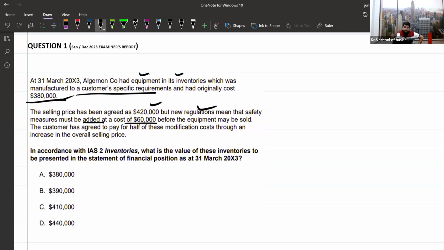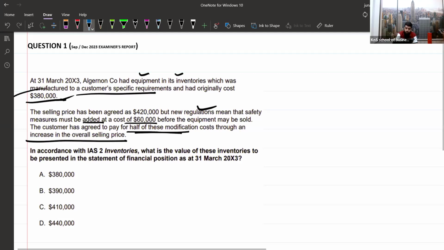The customer has agreed to pay for half of these modifications. Perfect. It means 50% will be borne by the customer, 50% by the company. The company will definitely incur the amount of 60,000, but 50% will be compensated by the customer through an increase in the overall selling price.